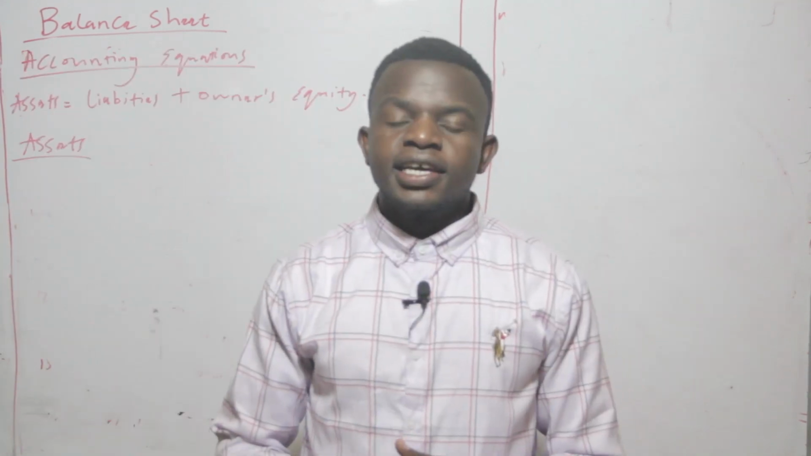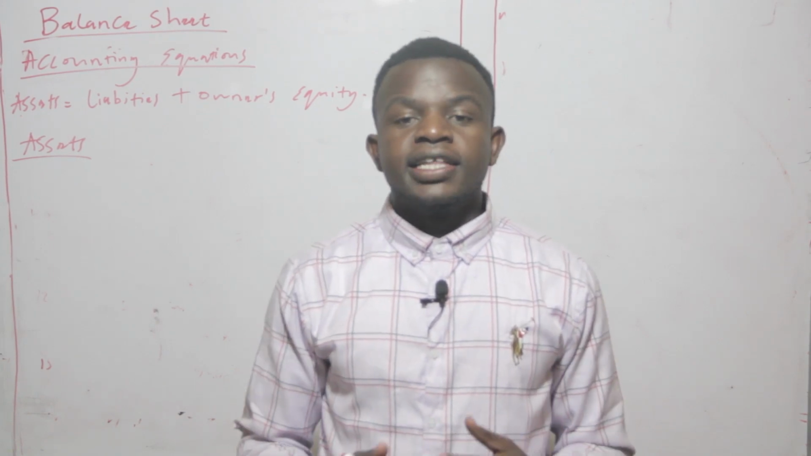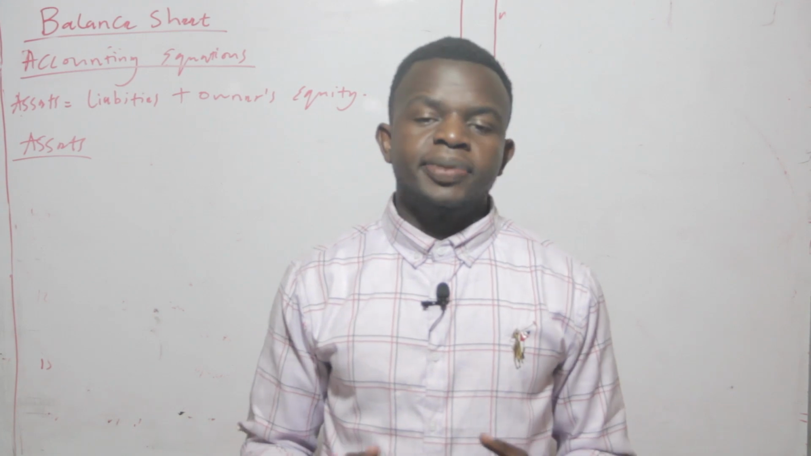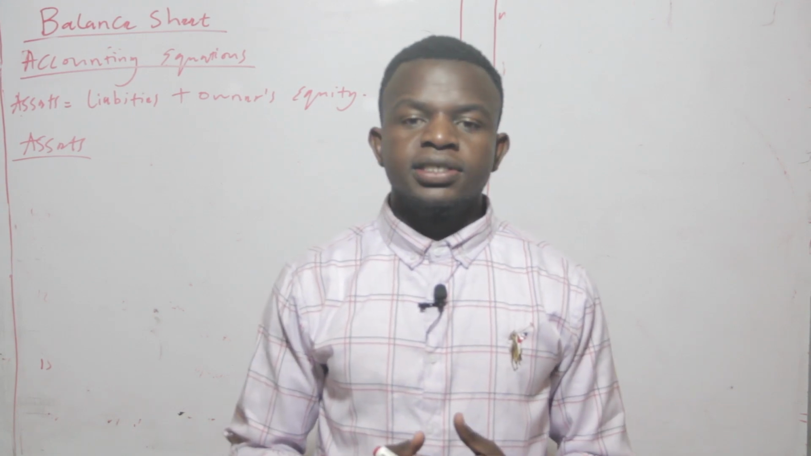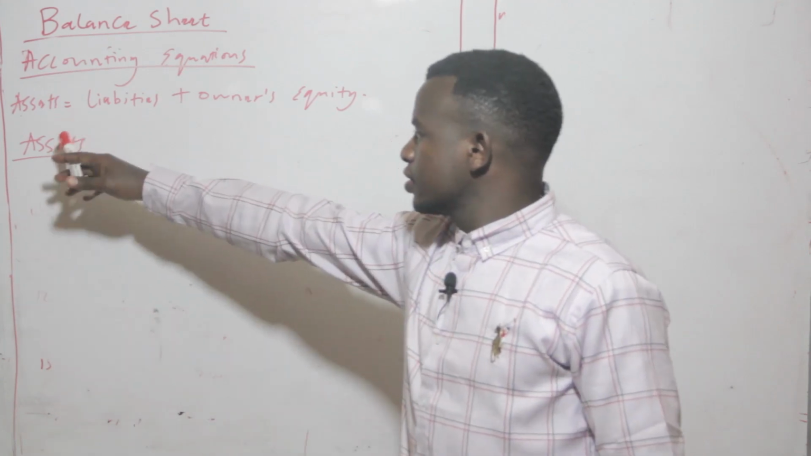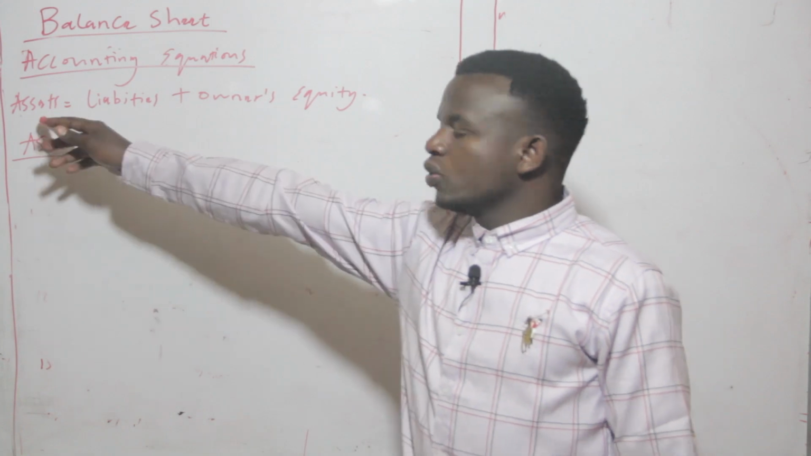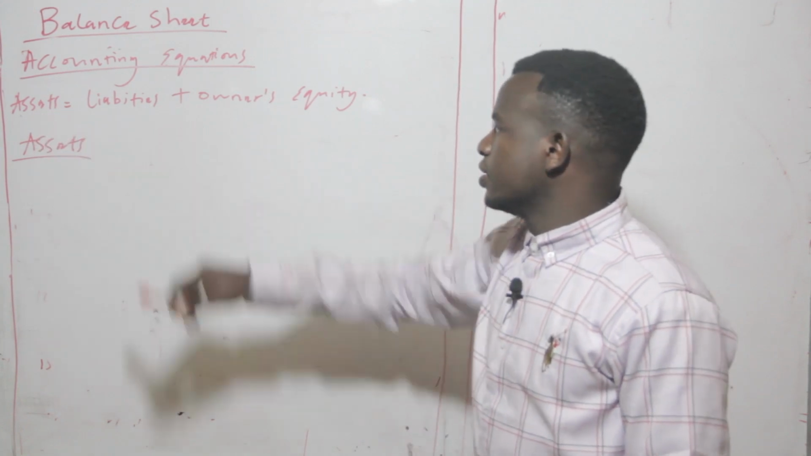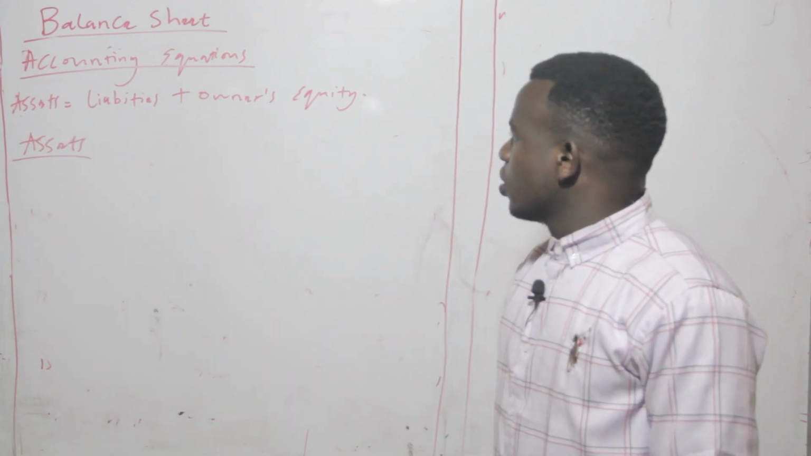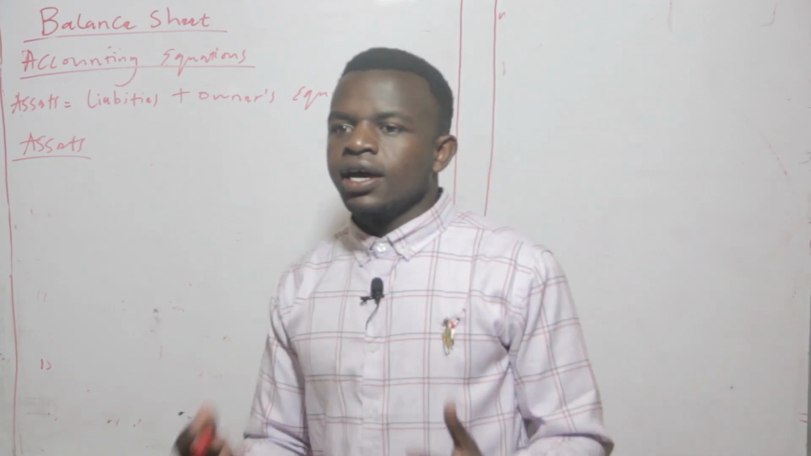So we have said that the balance sheet is based on the accounting equation, and we have said that assets is equal to liabilities plus owner's equity. And I've written this formula. So we have assets is equal to liabilities plus owner's equity. That means that we have to look at assets, we have to look at liabilities, then we have to look at owner's equity. So we're going to start with assets.